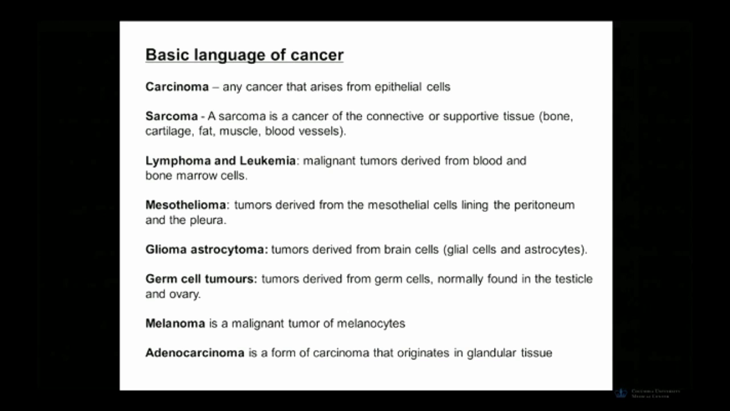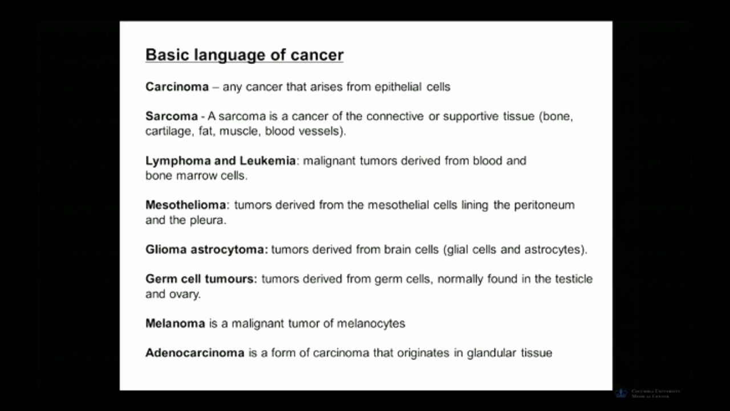A sarcoma is a cancer of connective or supportive tissue. This is like bone, fat, muscle, blood vessels. Sarcomas are relatively rare because those tissue types are not very proliferative in general. They're not mitotically active tissue beds. So they represent relatively uncommon cancer types, but they do exist.